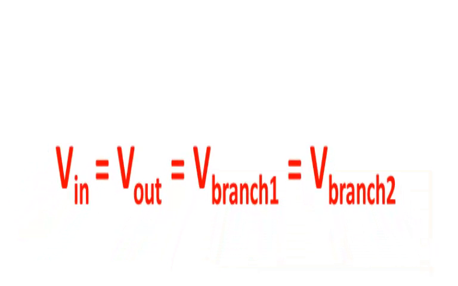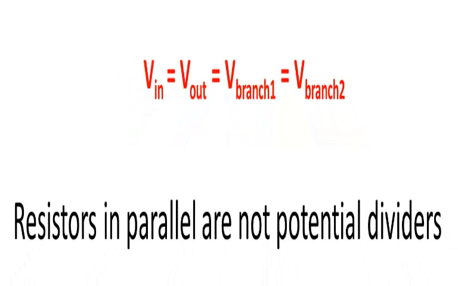The branches are not dividing. In other words, the branches are not splitting up the voltage between them. They have the same voltage across them. So that's why we say resistors in parallel are not voltage dividers, or we could say are not potential dividers.